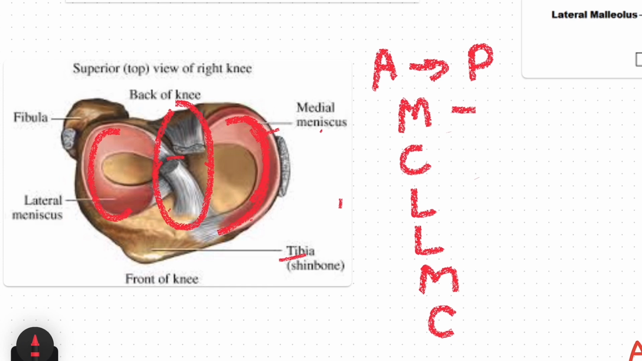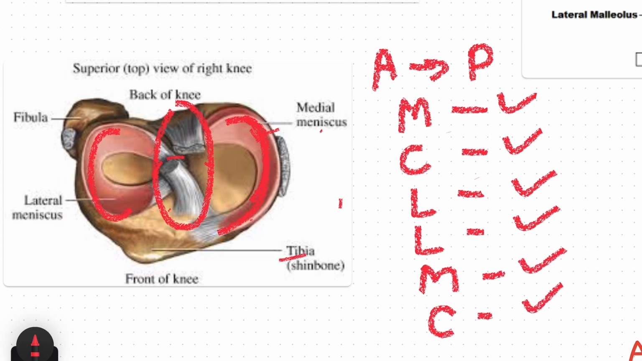It gives attachment to the anterior horn of medial meniscus, then anterior cruciate ligament, anterior horn of lateral meniscus, then posterior horn of lateral meniscus, then the posterior horn of medial meniscus and the posterior cruciate ligament. So you can remember it easily as the Medical College of Lucknow to Lucknow Medical College.